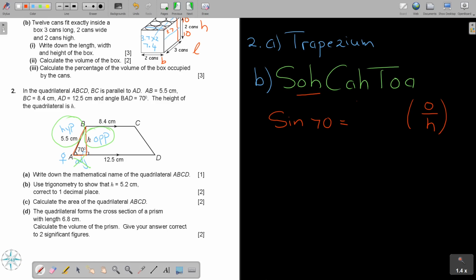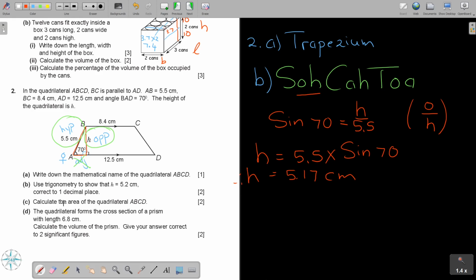So opposite is h over hypotenuse, it's 5.5. And if the unknown is on top, then h is equal, it's a multiplication. But first write the side and then multiply sin 70. And then if you press it on the calculator, make sure your calculator is on degrees. Sin 70 equals, and I get 3 significant figures, 5.17. Okay, and that's in centimeters. So h, therefore, is that.